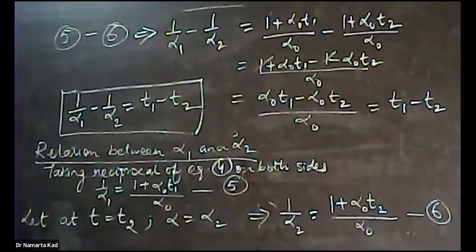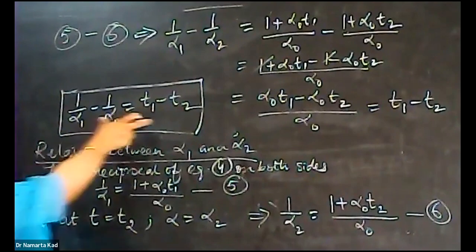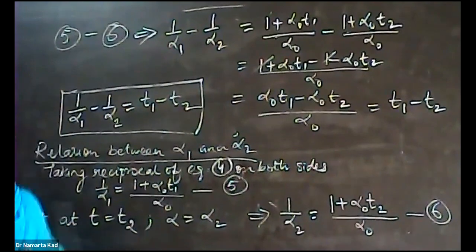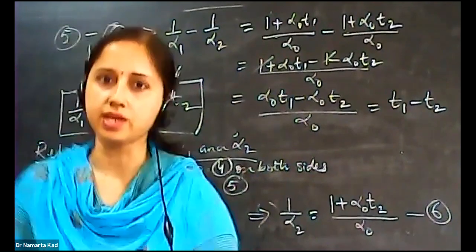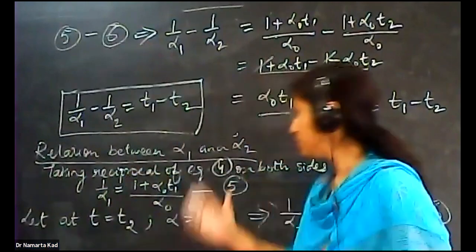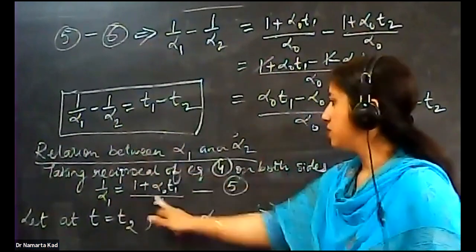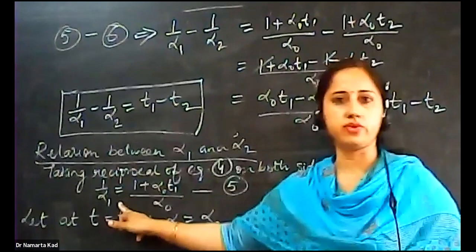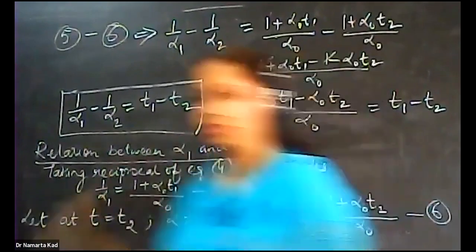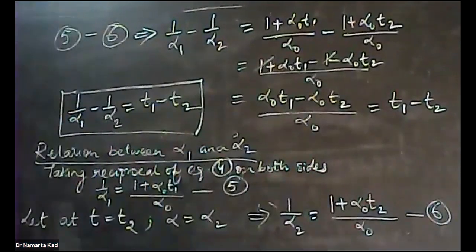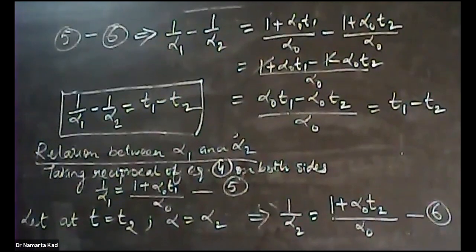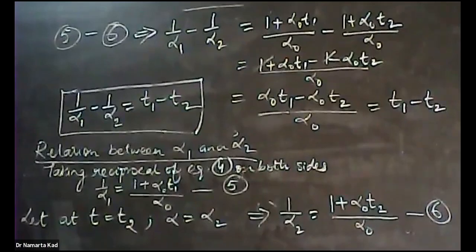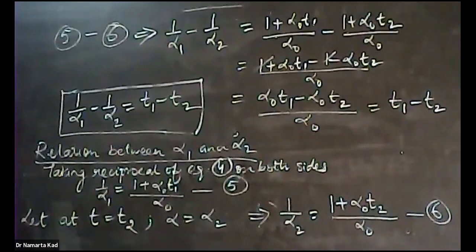So these two derivations are very important. One is to get the relation between alpha 1 and alpha 2, and the other is the relation between alpha naught and alpha. These are the two derivations related to the temperature coefficient of resistance, or the variation of resistance with temperature.